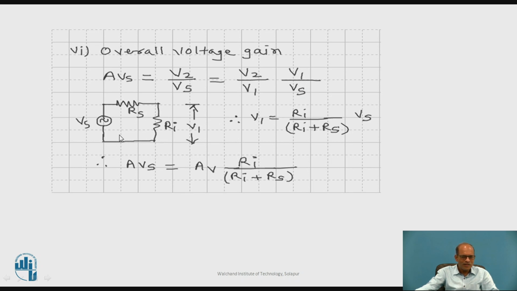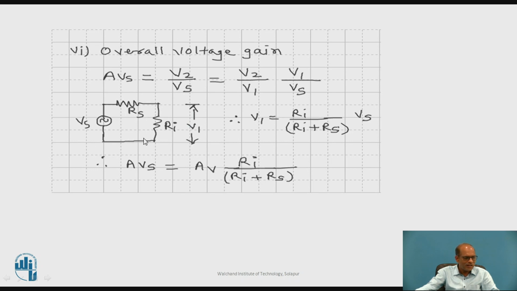For the input side, we can draw the circuit as Vs in series with Rs, and between this point and this point there is V1, which is the input port. If you look toward the right, the equivalent circuit seen between the input terminals is the input resistance Ri, which was V1 by I1, defined earlier. Therefore the input port is replaced by the input resistance Ri. For this circuit, the voltage across Ri is V1 and this is Vs.